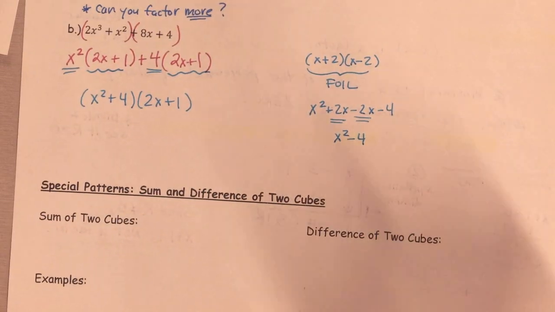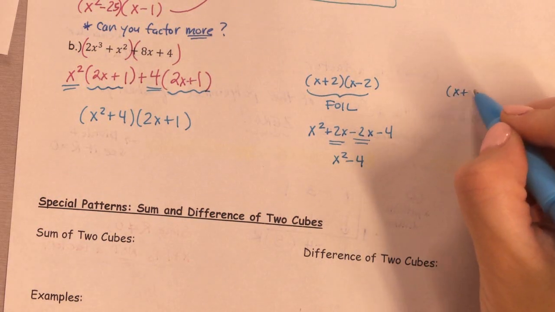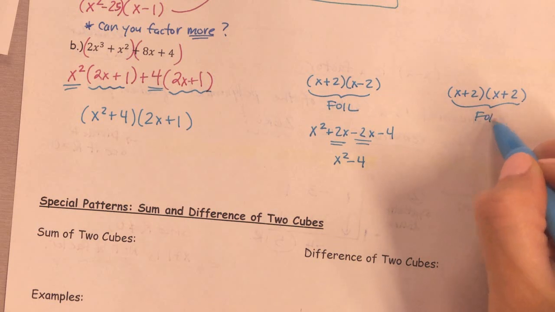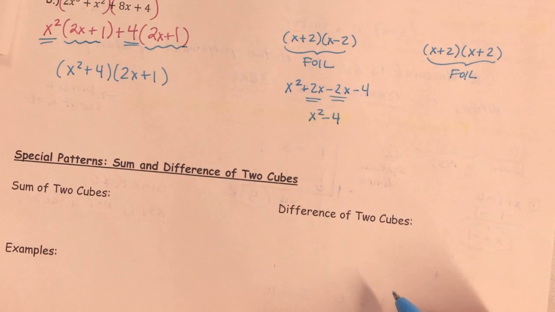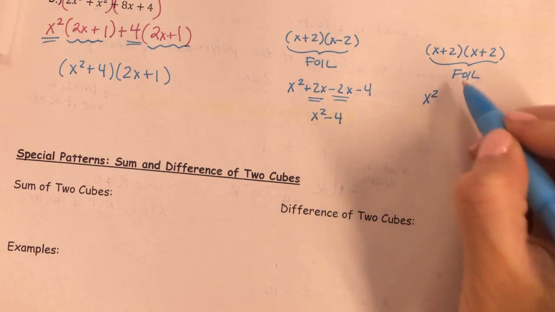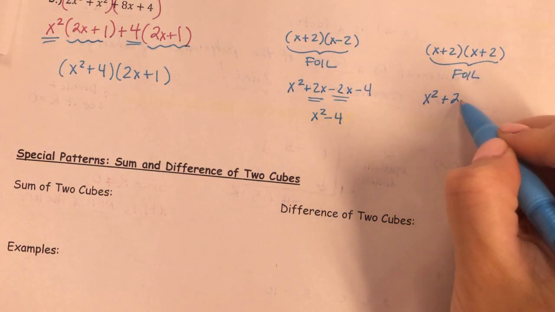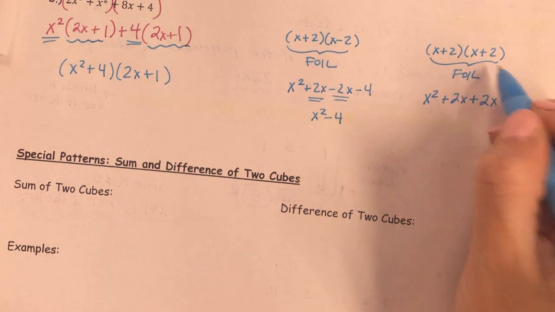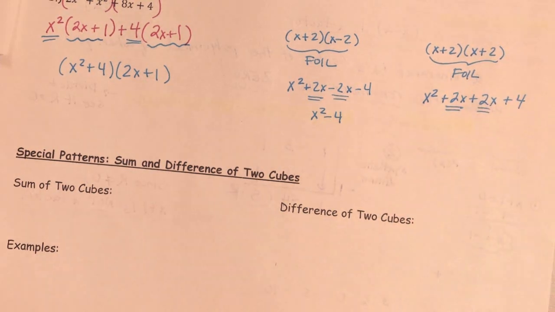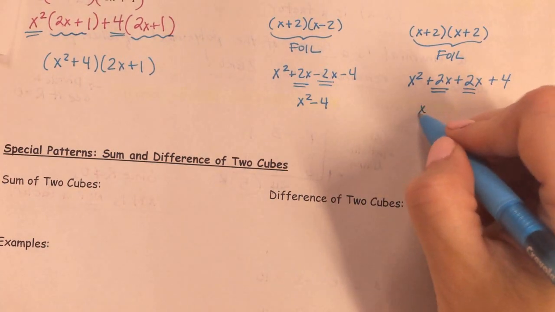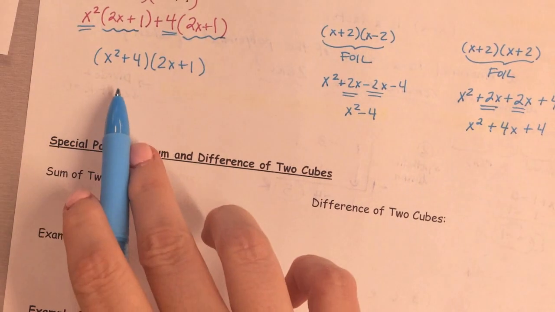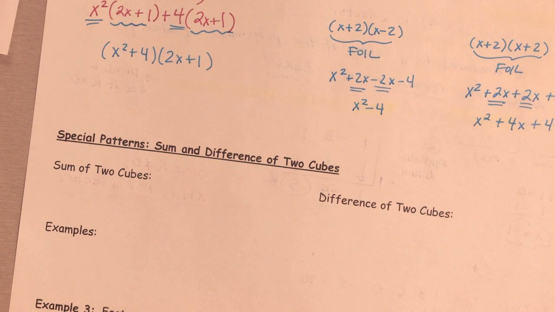Okay, what if we tried to break it down into x plus 2 times x plus 2? Okay, we got to check it with FOIL, okay? So do this with me. Okay, so x times x is x squared. In the middle, you'd have 2x. On the outside, you'd have 2x. And then, yep, 2 times 2 would be 4. But are these going to cancel out? No. This would be x squared plus 4x plus 4.